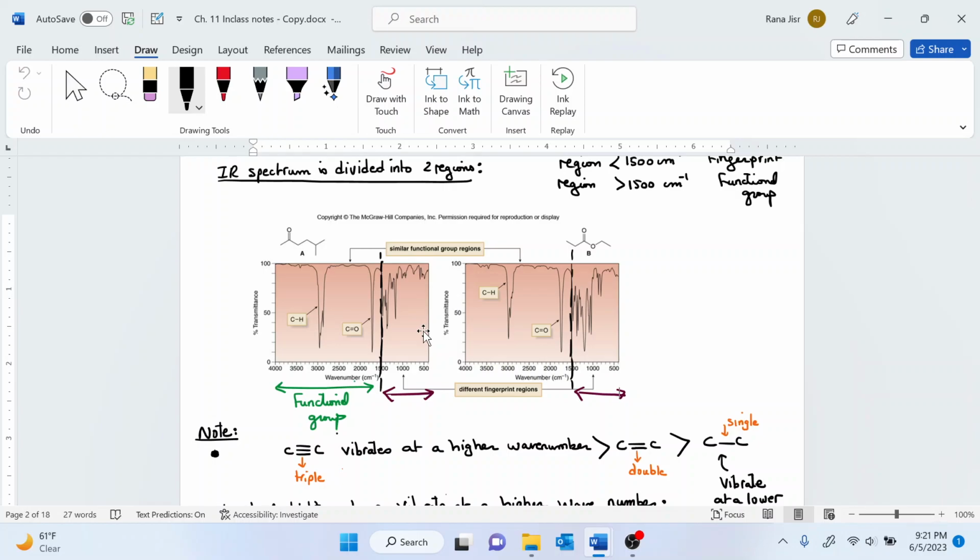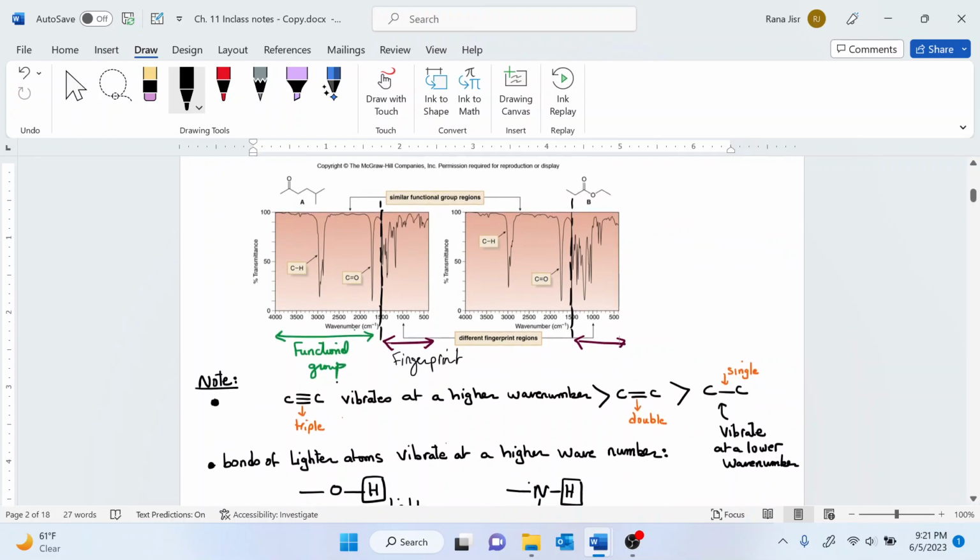Normally, with our IR interpretation, we don't care much about the fingerprint region. We only care about the functional group region, unless we are working with benzene. If we are working with ether, then we would need to look at the fingerprint region. If we are working with esters, we also need to look at the fingerprint region as well. Other than that, we only care about the functional group region instead of the fingerprint region.